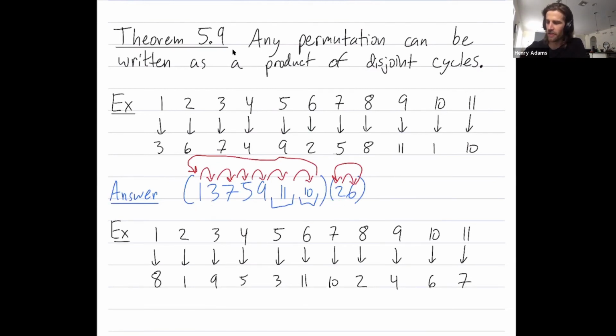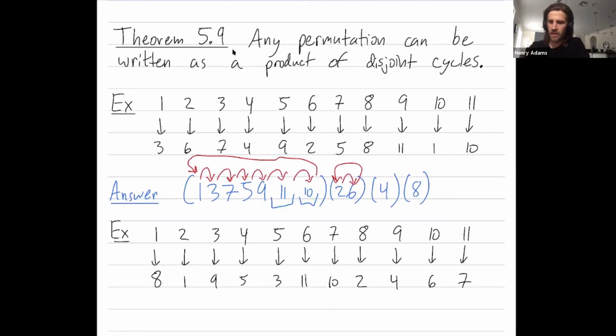So I'm going to start a new cycle with 4. And 4 goes to itself. So I just close it off. That implies that 4 goes back to itself. And then I've told you where 5 goes, 6 goes, 7 goes. I haven't told you where 8 goes. So let's start a cycle with 8. But 8 just goes to itself. So I can close off that cycle. And then I've already told you where 9, 10, and 11 go.